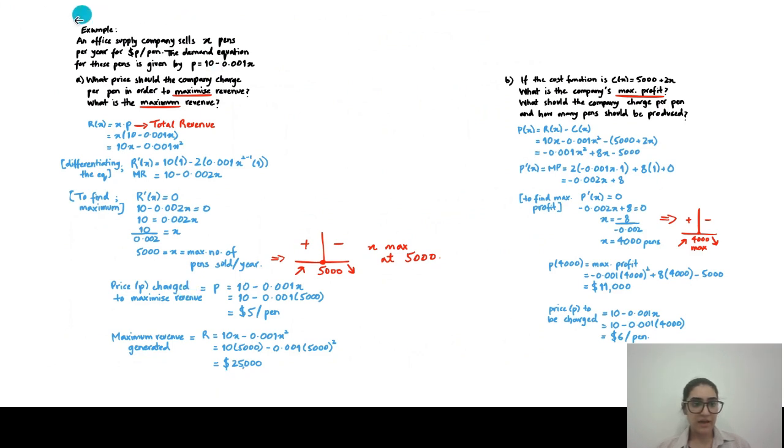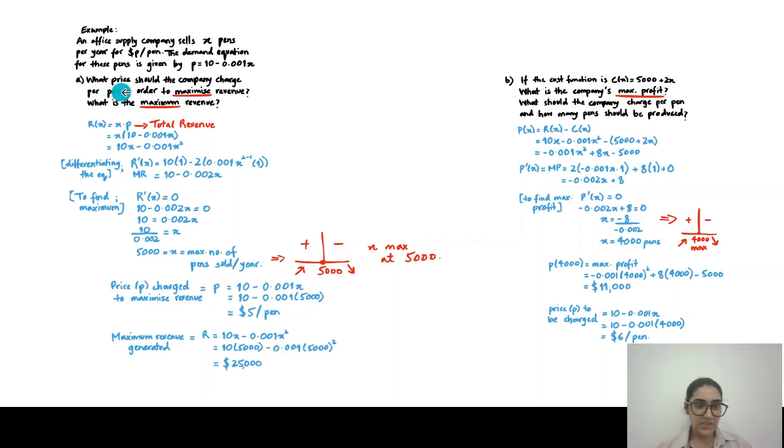Moving forward, I have an example. The example says an office supply company sells X pens per year for $P per pen. The P is our price that we are going to charge per pen. The demand equation for these pens is given by P equals 10 minus 0.01X. X is our variable. P is the price, or the demand equation.